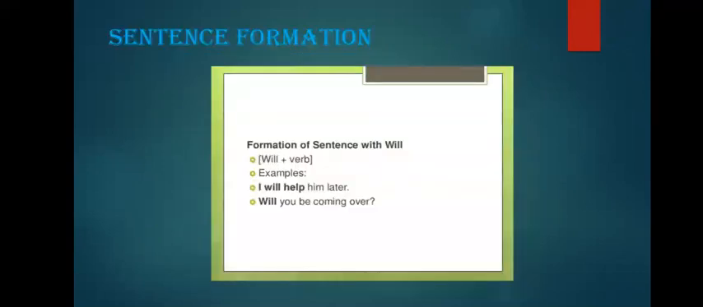Okay, sentence formation with will plus verb. Examples I told you in simple future tense. Please remember this, I'm mentioning it here as well: in simple future tense you are going to use will with the first form of verb. Just like I will help him later. Subject plus will plus first form of verb plus object. That is, I will help him later. And to make it a question: will you be coming over?